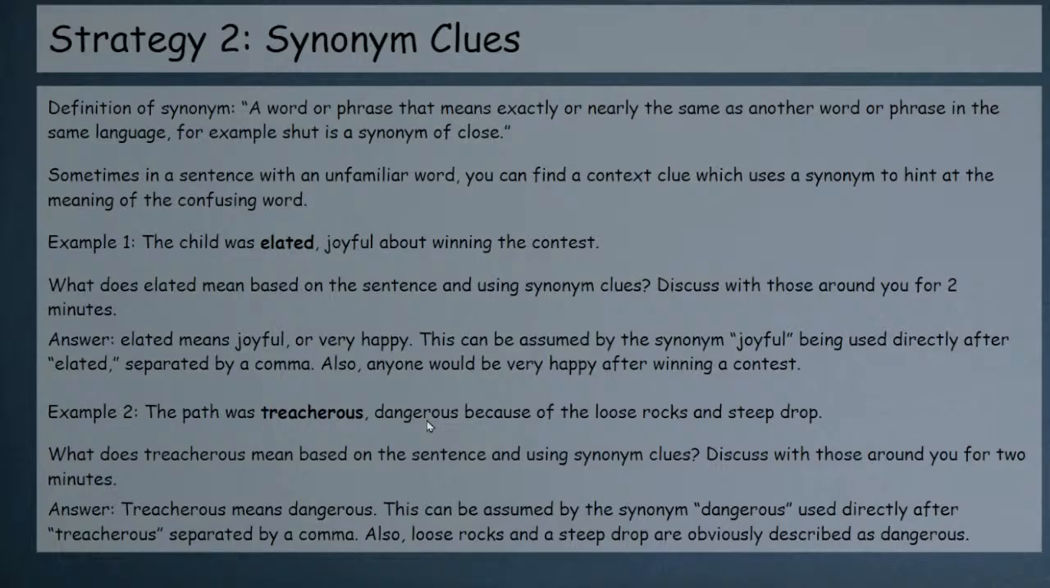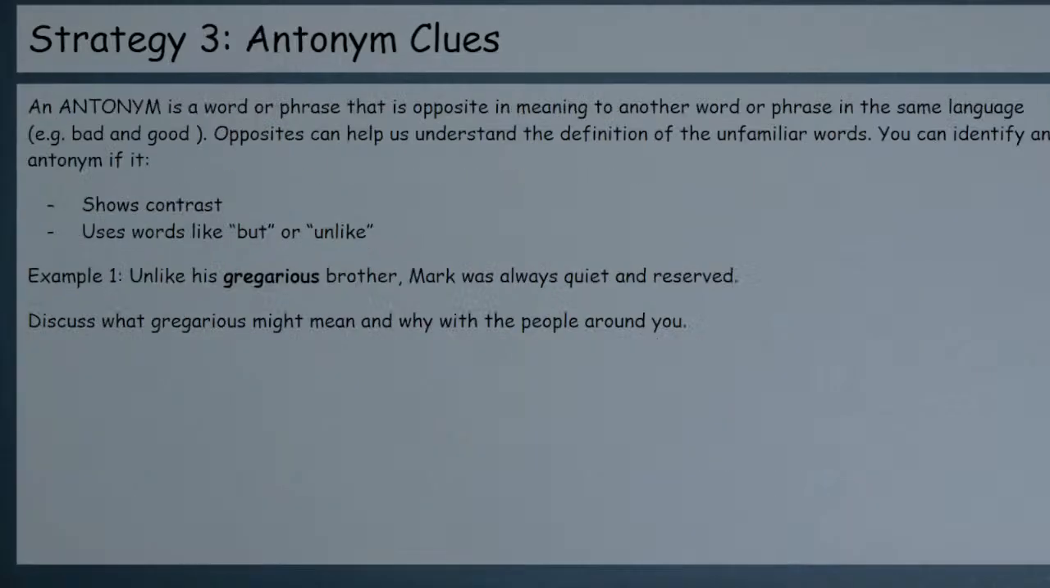That's logic. Now it says treacherous before dangerous and it's separated by a comma. So these two are synonyms. Treacherous and dangerous mean almost the same thing. Therefore, treacherous means dangerous. So that is synonym clues. Again, to tie back, if you don't understand this definition, I'll tell you a simpler one. A synonym is basically two words that mean the same thing. Okay, let's go to the next slide.